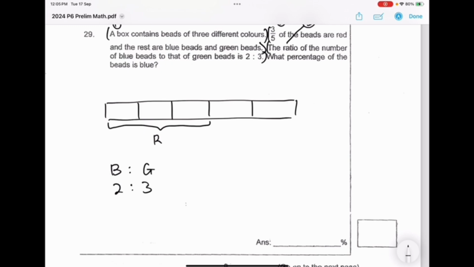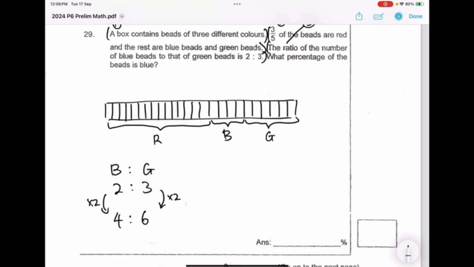But the total number of parts in my ratio is 5. So what I want to do is find a common multiple. I can find that by multiplying the number of units and the number of parts. So I will have 10 units over here, and 10 parts over here, by multiplying by 2. Multiply by 2, multiply by 2. That will give me 4:6. So I know now that 4 units over here is blue, and the remaining 6 units are green. What I did to my 2 units in blue and green, I want to do to the 3 units in red as well. So now in total, I have 25 units.